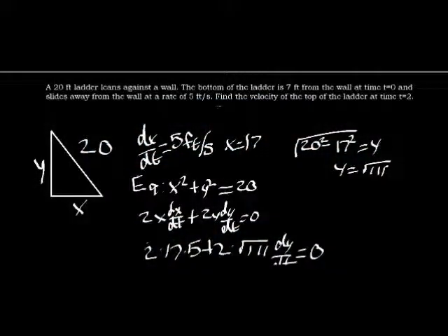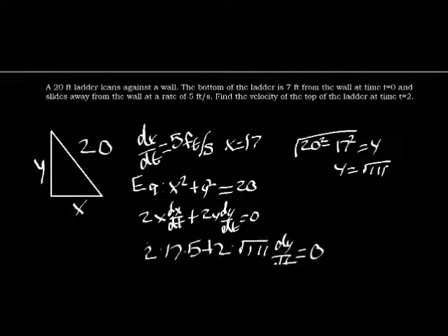A 20-foot ladder leans against a wall. The bottom of the ladder is 7 feet from the wall at time t equals 0 and slides away from the wall at the rate of 5 feet per second. Find the velocity of the top of the ladder at time t equals 0.